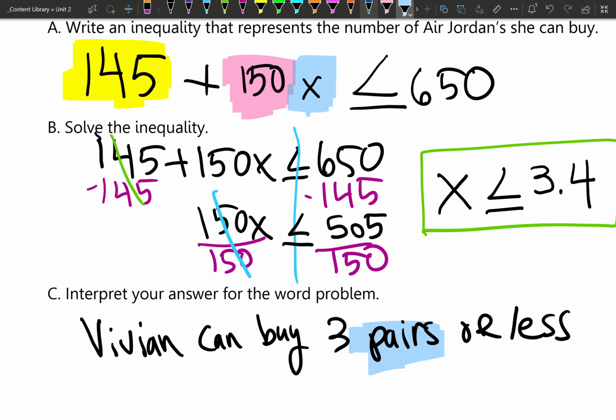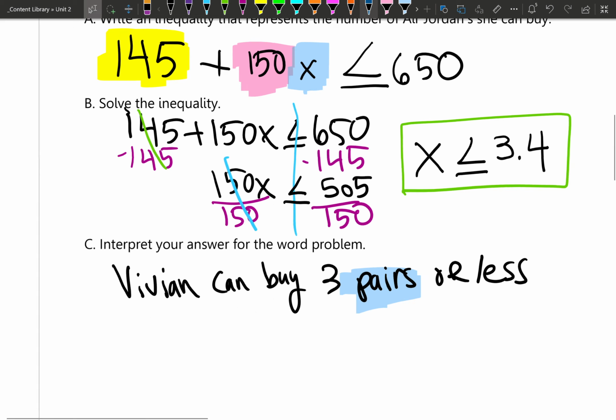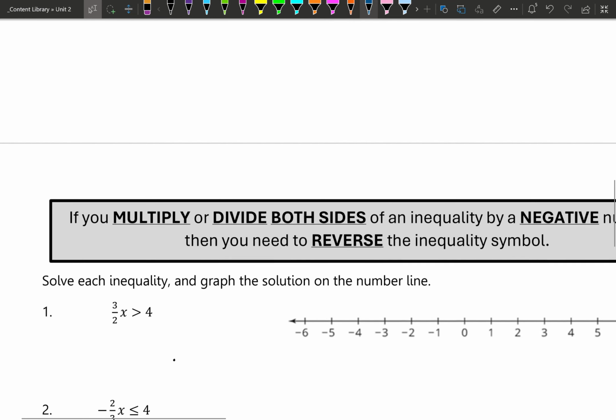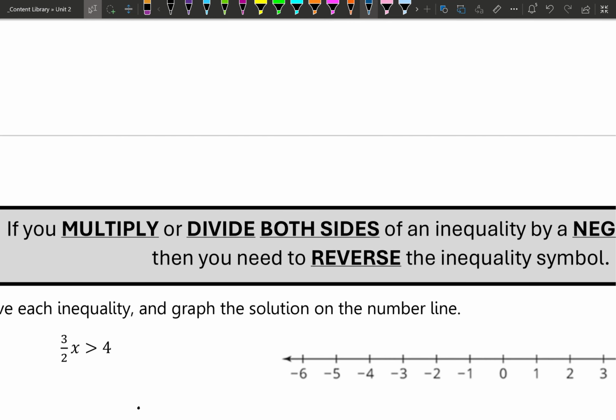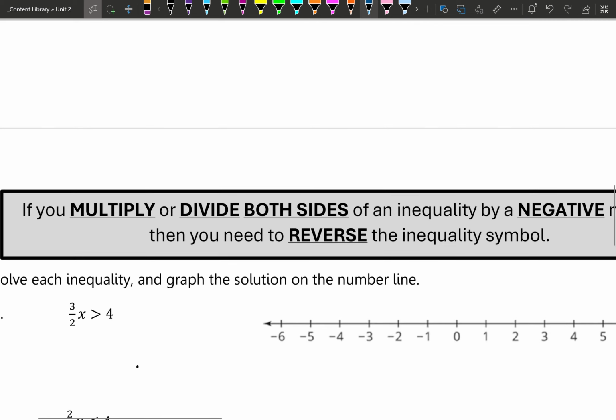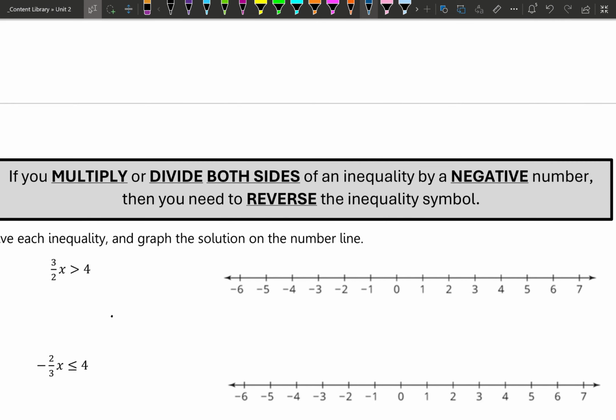Okay. Now, if you wrote 3.4, you wouldn't technically be wrong, but it wouldn't be the right interpretation of the problem because you can't buy 0.4 of a pair. So if that was a test question, I couldn't give you full credit if you wrote 3.4. All right, let's continue to that special rule of inequalities. The special rule of inequalities is if you multiply or divide both sides of an inequality by a negative number, you need to reverse the inequality symbol.